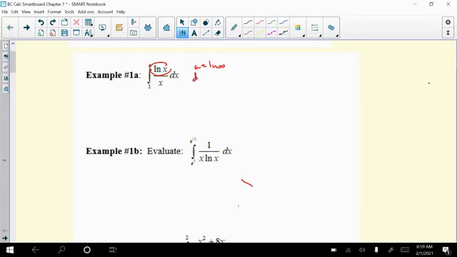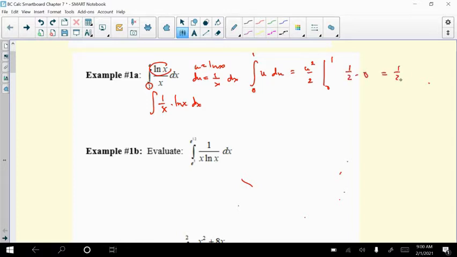And then its derivative is just 1 over x dx. So it becomes a really nice substitution, because remember, this is technically 1 over x times ln x, so we can separate that. And hopefully that looks familiar. So then we're just integrating u du, and we have to change our bounds. Natural log of 1 is 0, and natural log of e is 1. So this just becomes u squared over 2 evaluated from 0 to 1. And so that's just 1/2 minus 0, or 1/2.